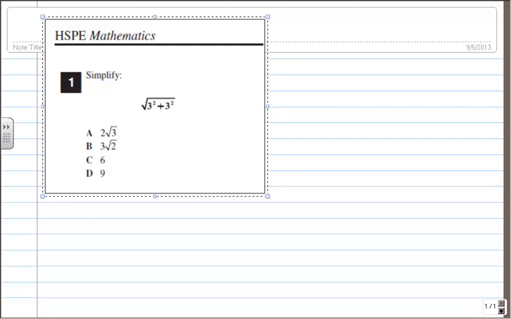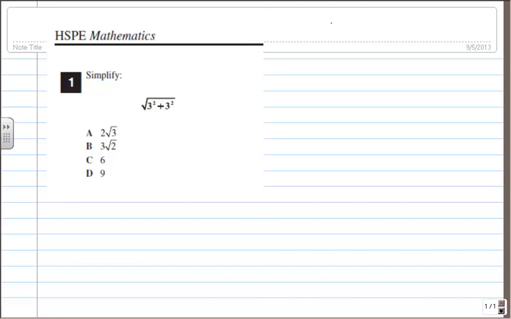Square root of 3 squared plus 3 squared. Alright, so what should be done here? What can we do in order to solve this type of problem? And as you can see, you have the options, right? A, B, C, and D. And if you're not quite sure which one you can eliminate, and in this case, maybe it's hard to eliminate any one of them, well, go back to your problem.